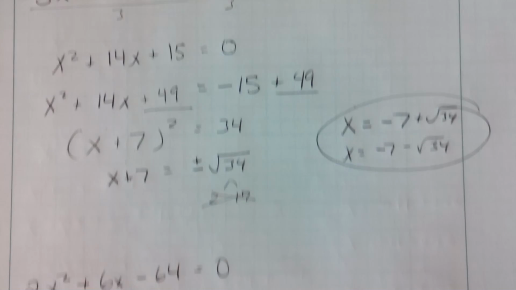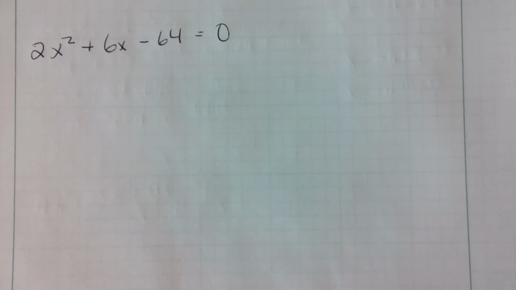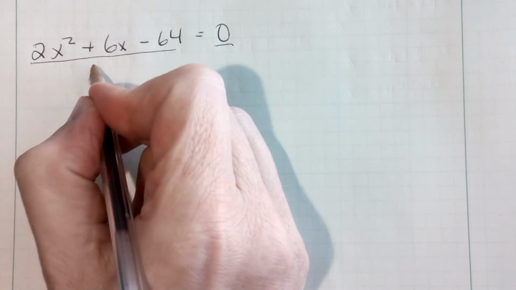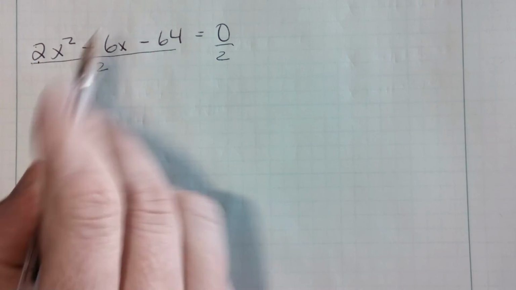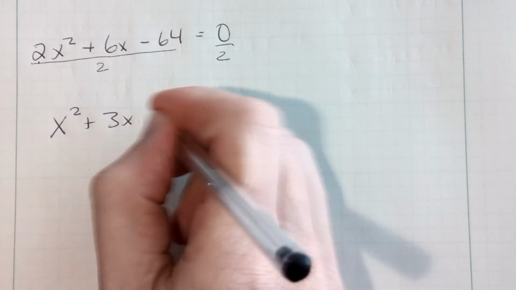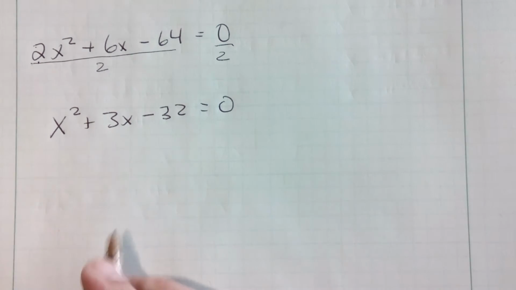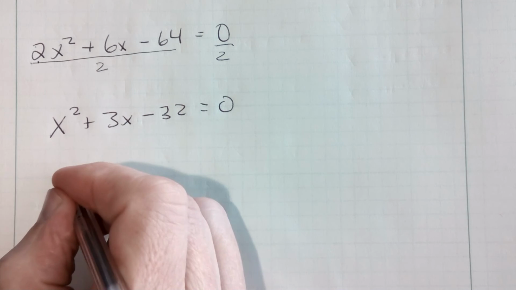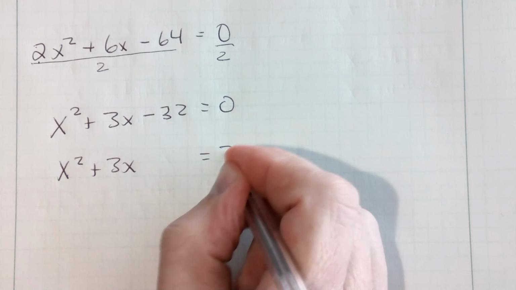Now, don't wig out if you get fractional answers. There's nothing wrong with that. First thing I'm going to do here is divide everything by 2, because I don't like, remember, the 2 in front of the x squared. I want it to go away. That leaves me x squared plus 3x minus 32 equals 0. This 32 is the wrong size, so I'm going to add it over actually. x squared plus 3x equals 32.